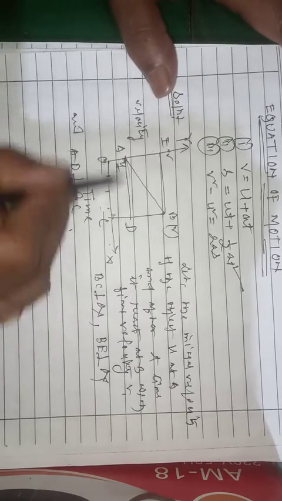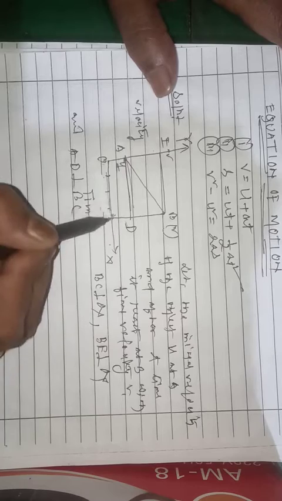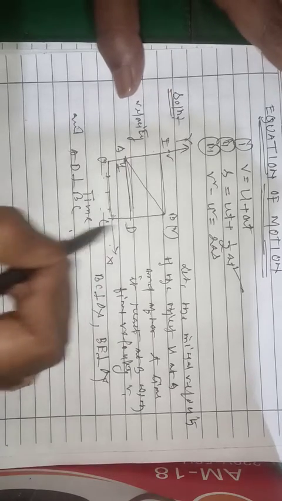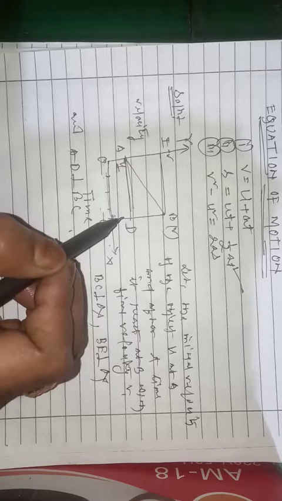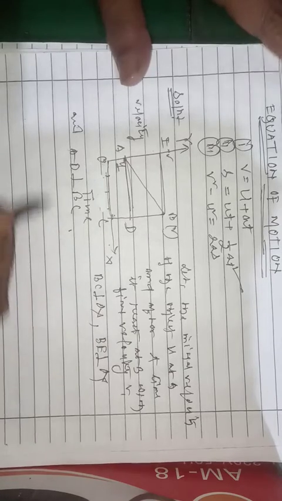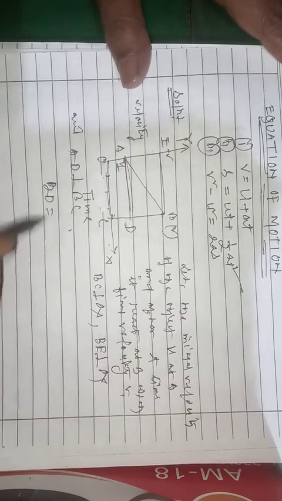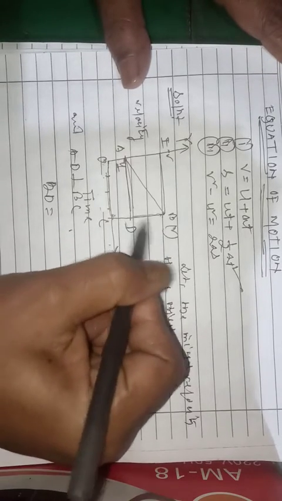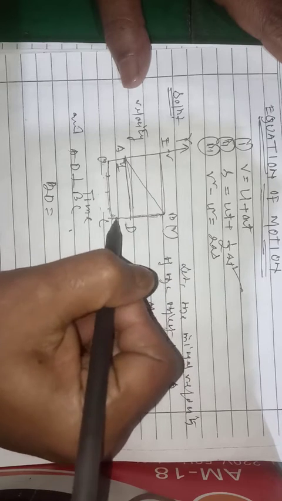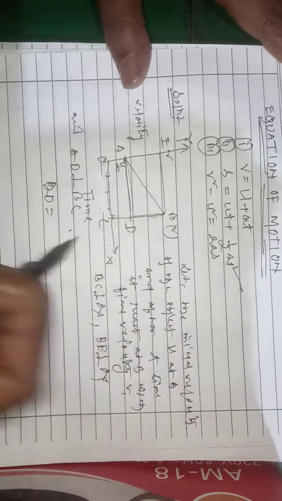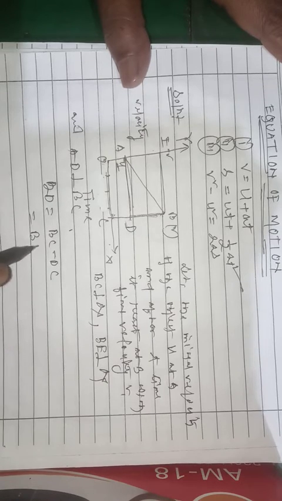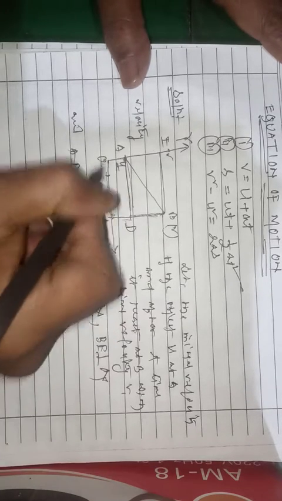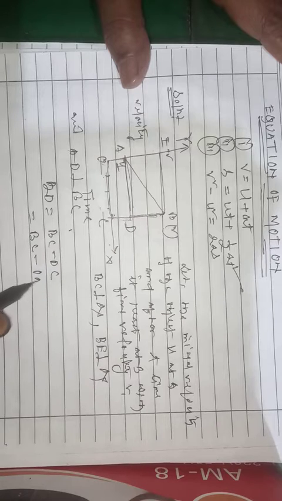And now you can see this part and this part are equal. Now we will find out BC and BD. First we are finding BD. If you want to find this much, then from BC you must subtract DC. Then BC minus DC equal to OA. So we can write OA.